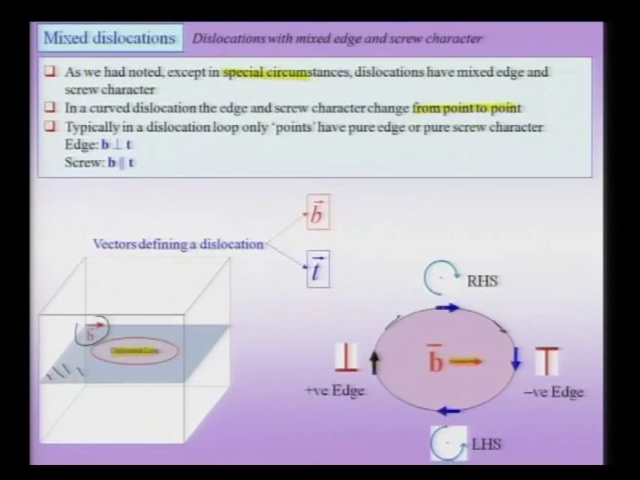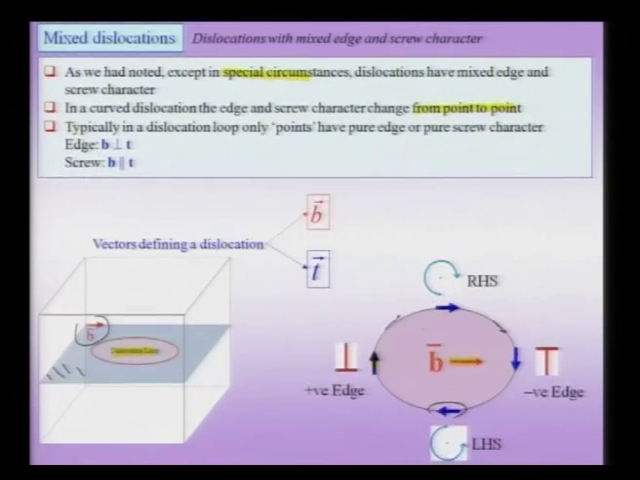At this point, you can see that the Burgers vector is parallel to the T vector, and this is obviously pure screw character. Then if you go down here, you will see that the Burgers vector becomes perpendicular to my T vector, and this is again edge character, and going back here will become screw character again, because now my T vector is parallel to the Burgers vector. So, typically in a curved dislocation line, any point would have a mixed character, and therefore, as I go from point to point, the character of the dislocation changes.